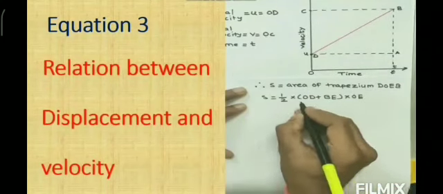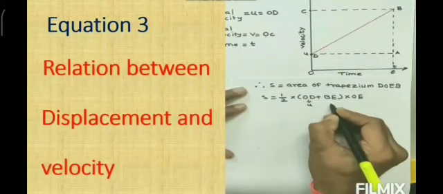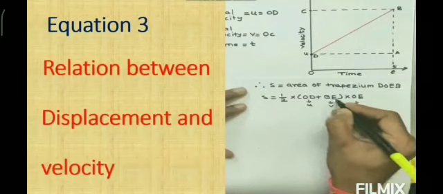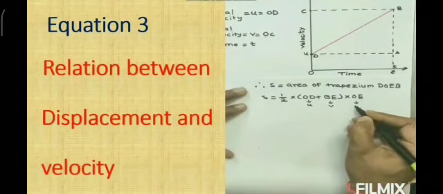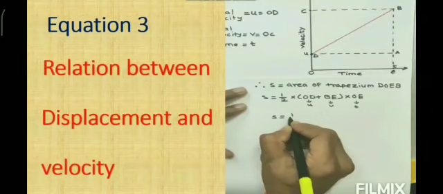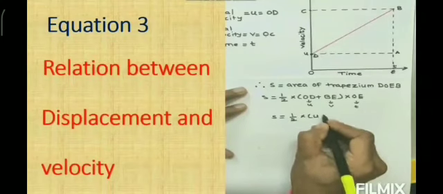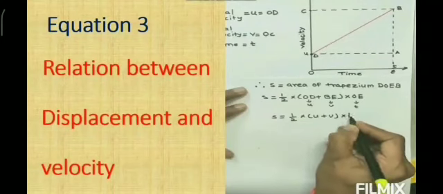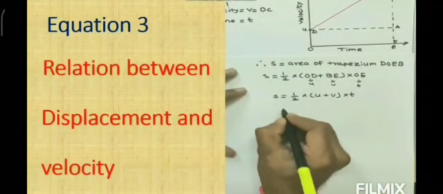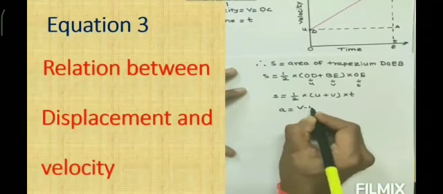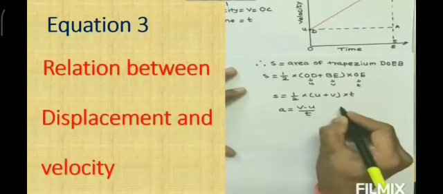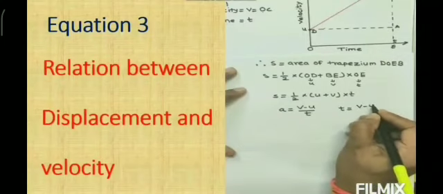But we know that OD is equal to U, BE is equal to V and OE is equal to T. The value of OD is U, BE is V and OE is T. Now keeping these values in the equation we get S is equal to half into U plus V into T. We know that acceleration A is equal to V minus U upon T. We can derive the value of T here. T is equal to V minus U upon A.